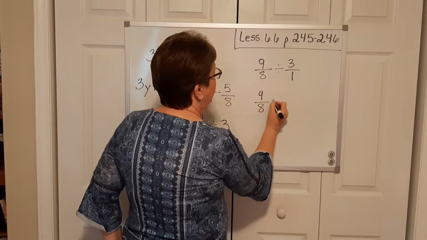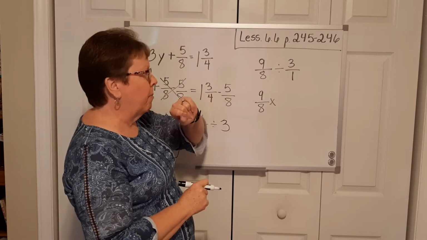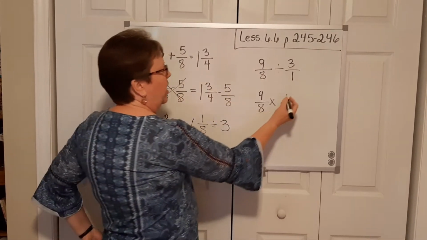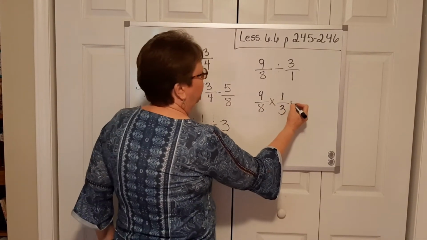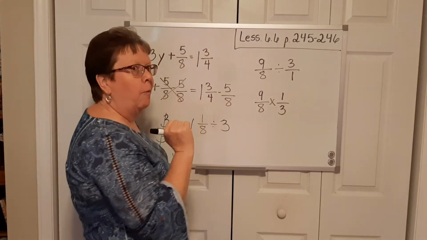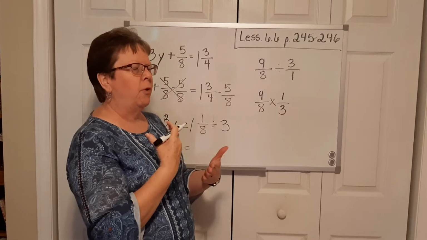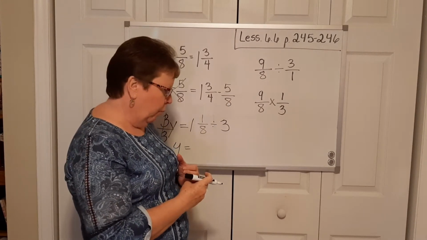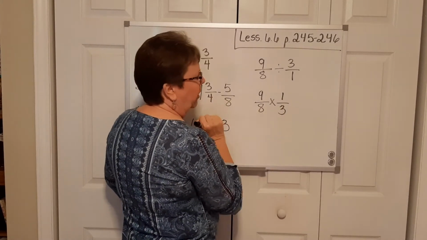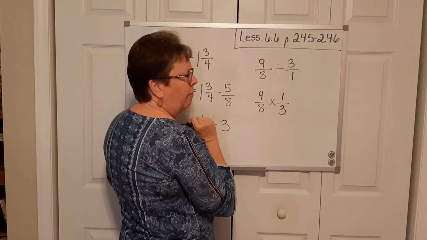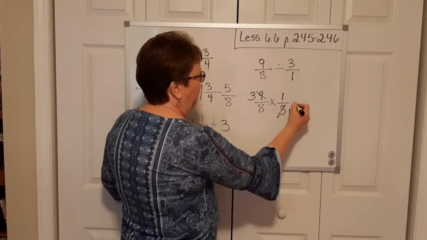9 over 8 times, and then we have to write the reciprocal of 3 over 1. Now, if you remember, reciprocal means to flip that fraction, which would make it 1/3. Okay? All right, now we just multiply. Wait, before we multiply it out, we could do cancellation, okay? You don't have to do cancellation, but if you don't, you really would not get it reduced all the way. So let's look at 9 and 3. We can cancel there. We can divide both of them by 3. So 9 divided by 3 is 3. 3 divided by 3 is 1, okay?